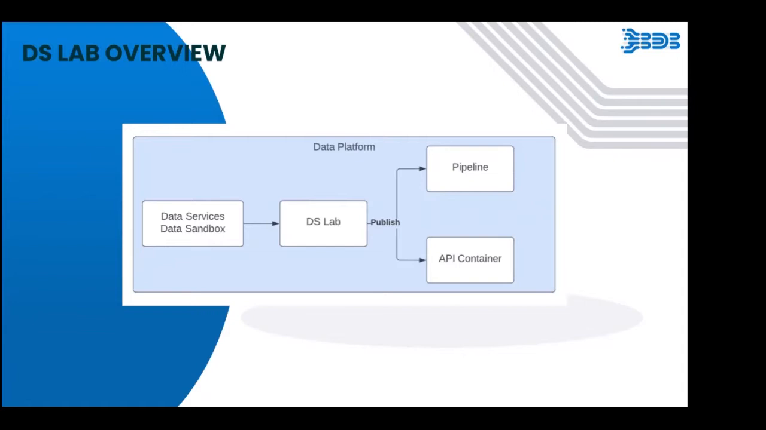Then we also have the option of publishing this model to another service known as model as an API. Now, once we publish this model to this service called model as an API, this model can now be consumed in downstream services. So this is also a very powerful feature that we have released.